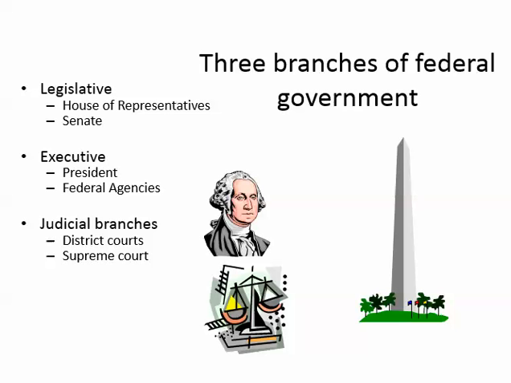We have a legislative branch for the federal government. That's the House of Representatives and the Senate. We have an executive branch. That's the president and the federal agencies. And we'll talk a bit about those. And then the judicial branches, which have district and Supreme Court. So we have hierarchies of courts.